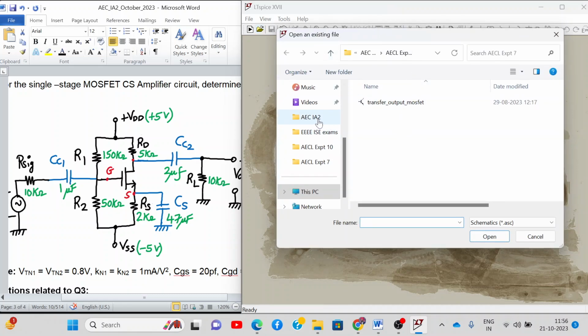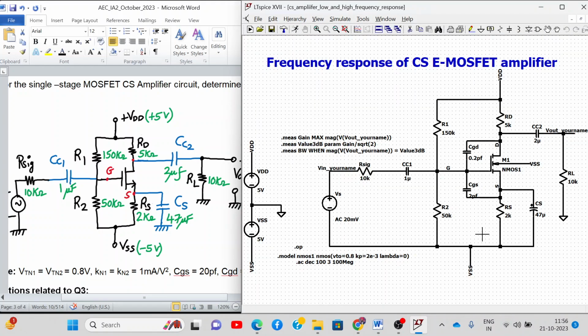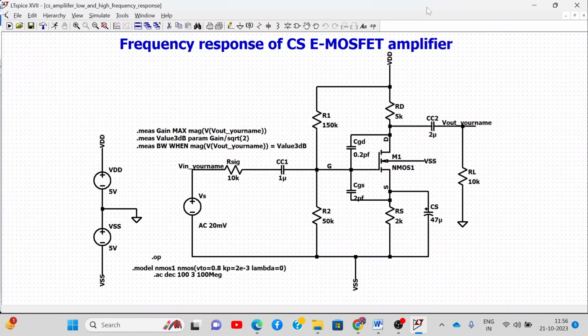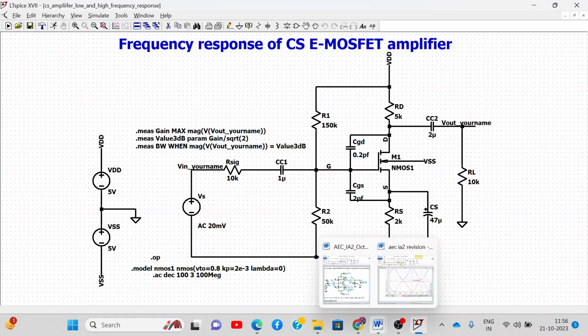Let me see for today IA2 high and low frequency response. Yeah, this circuit it was the same one. Okay, here it is, 20 millivolt. Yeah, that is fine. This is the same circuit. Now let me simulate this. So after making the circuit, what are the expectations?